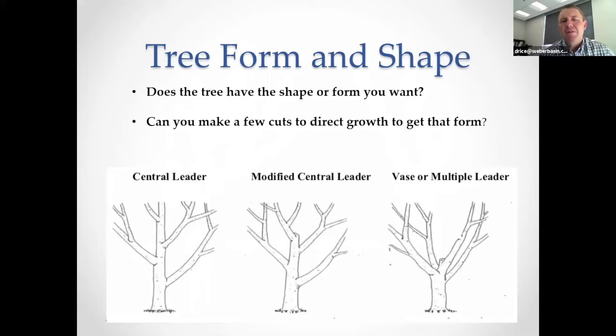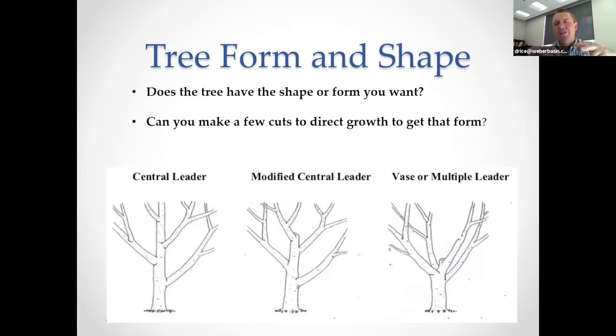A lot of trees, especially ornamental trees, are very central leader driven. It means just one nice big stem and then branches off of that main leader. If you want to change the shape of a tree, you can remove a central leader and then it becomes modified or a vase shape. Any tree can be trained.